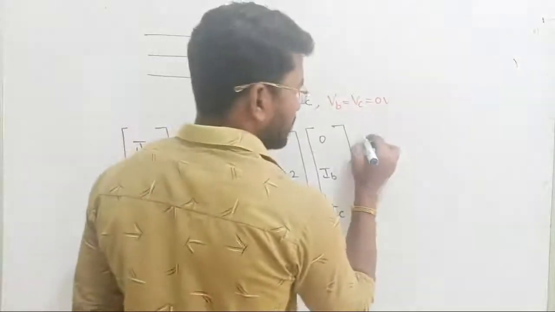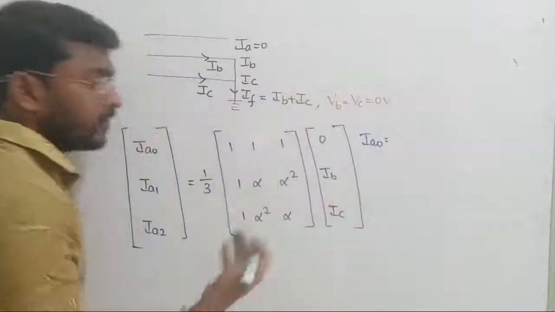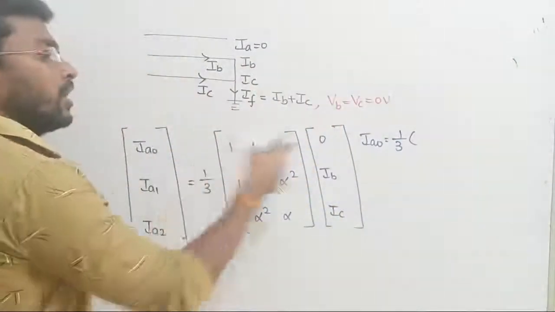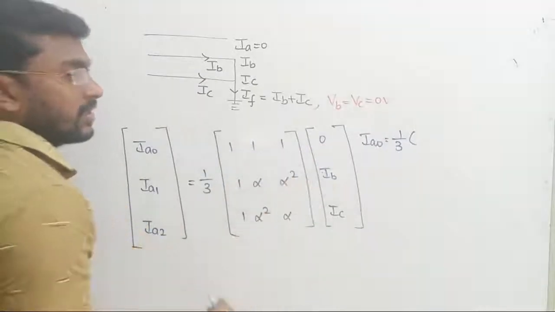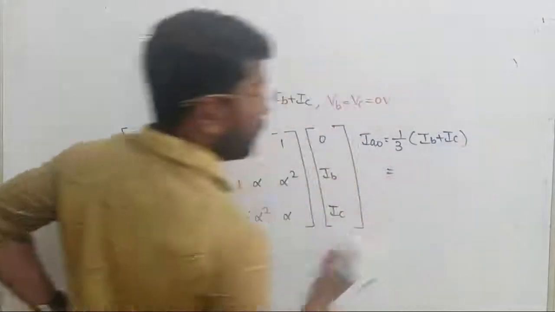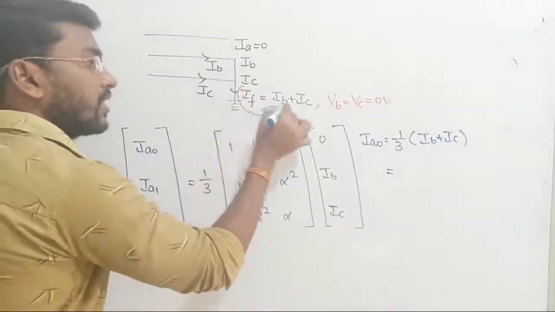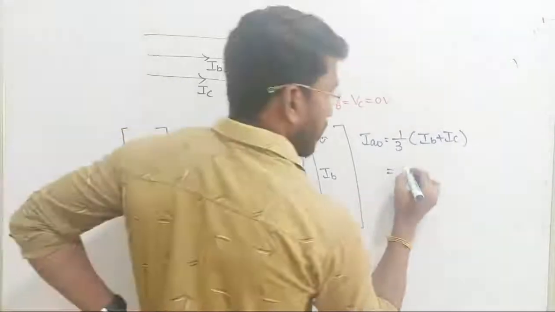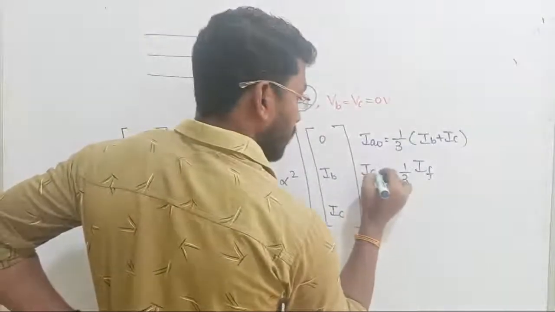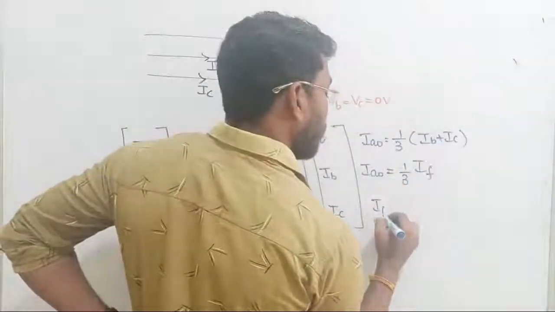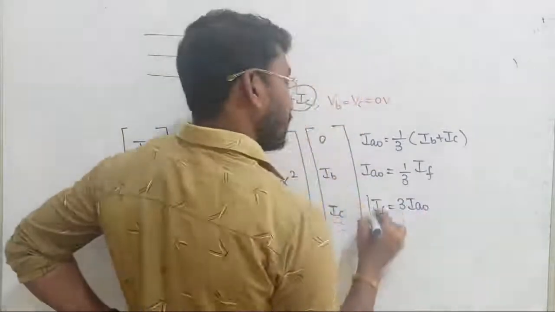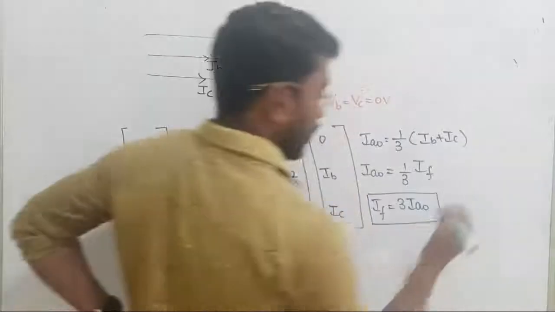IA0 is equal to, let us proceed. Anyway, if you don't remember, you have to state the value as you proceed, right? 1/3 into, shall we proceed further? 1/3 into 1 into 0 plus 1 into IB plus 1 into IC, such that it is going to be 0 plus IB plus IC. But what we know, IB plus IC is known as our fault current. Right? So that can be replaced by 1/3 times the fault current IF, such that the fault current IF should be equal to 3 times the zero sequence component. So that is going to be your fault current now.